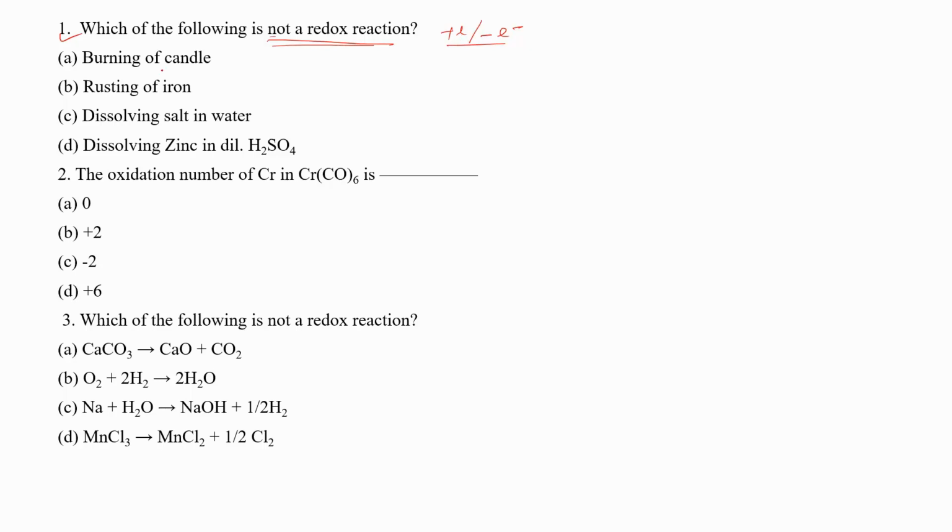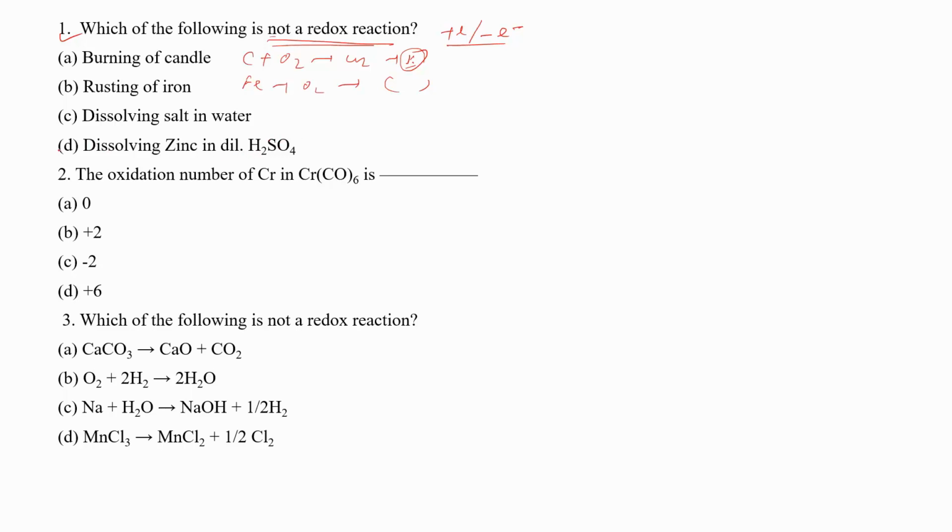So burning of candle, I already said in the first lecture, is a redox reaction, because in the presence of oxygen, carbon forms carbon dioxide and energy. It is an oxidation reaction, we know that. Rusting of iron, I have already said, iron in presence of oxygen forms various types of metal oxide, it could be Fe2O3, Fe3O4. Then dissolving of salt in water and dissolving of zinc in H2SO4.